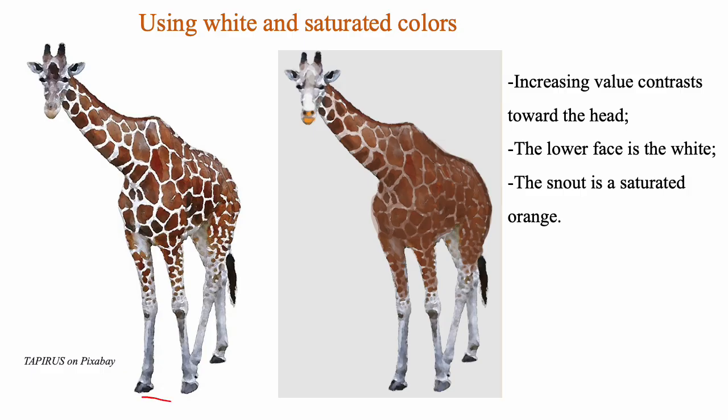This giraffe looks rather flat, so in my Photoshop version, I reduced the value contrasts in the back and increased them progressively toward the head. I made the lower area of the head white and darkened the background so we could see it. Now, what about the snout? It's darker than the white area, but it needs to come out further. So a good solution is a saturated orange because orange is darker than white and saturated colors come forward.